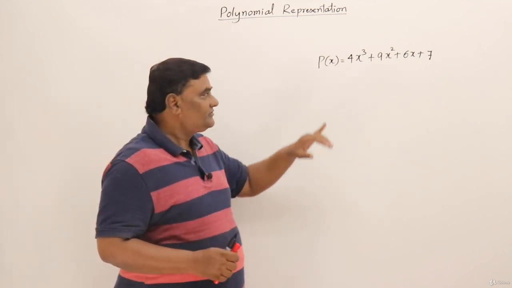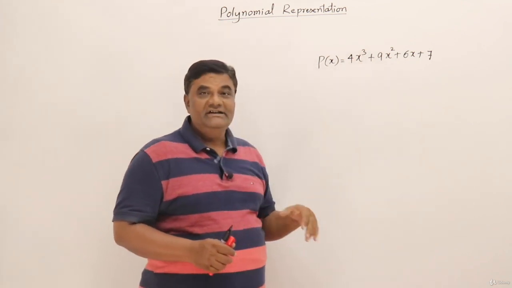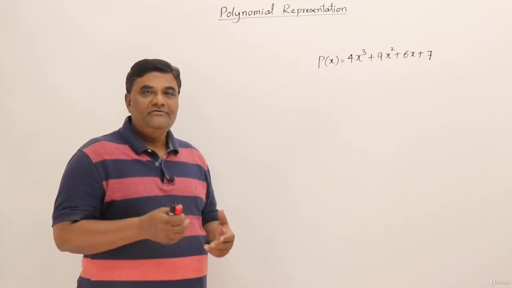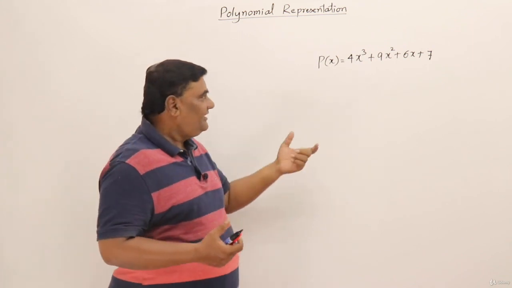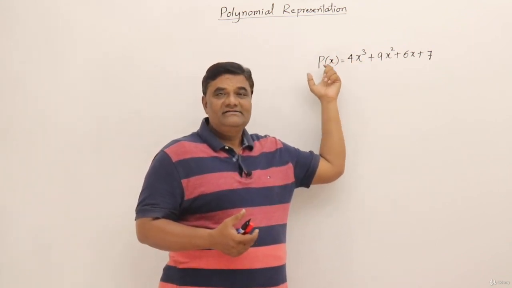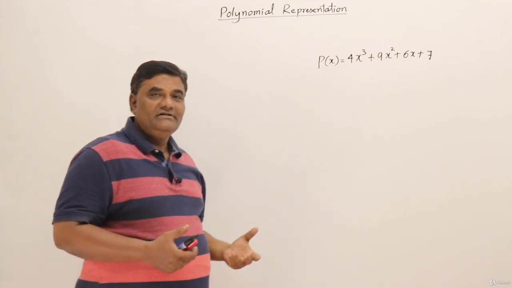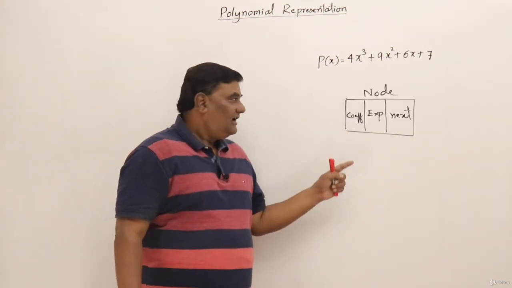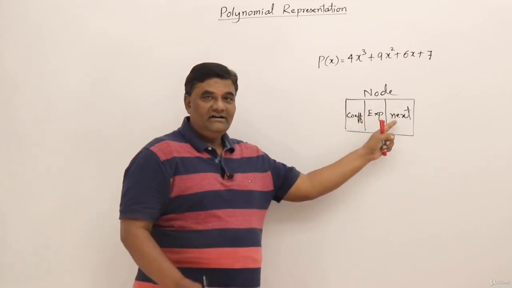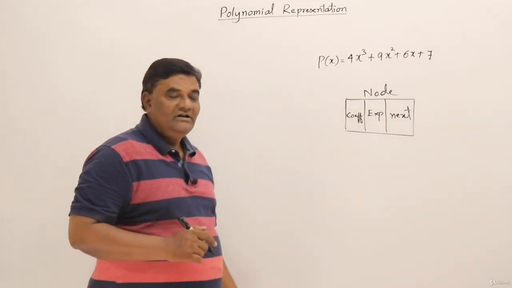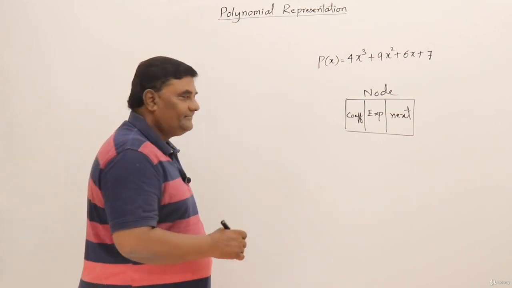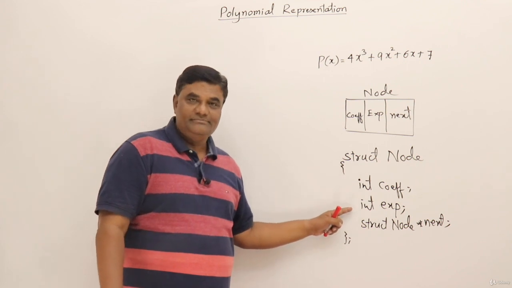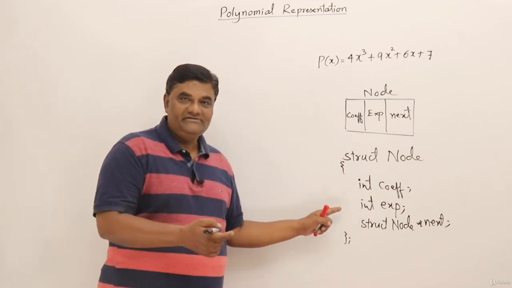So it is sufficient to store coefficient and exponent of each term. So these terms we can represent them in the form of a linked list. For that, we can define each term as a node, and these are set of nodes. So let us define a node for one single term. Here is a node having coefficient, exponent, and a pointer to a next node. Let us define a structure for this one. This is a node having integer coefficient, integer exponent, and a pointer to a next node.